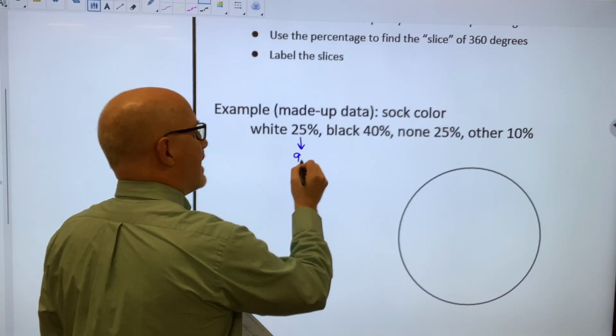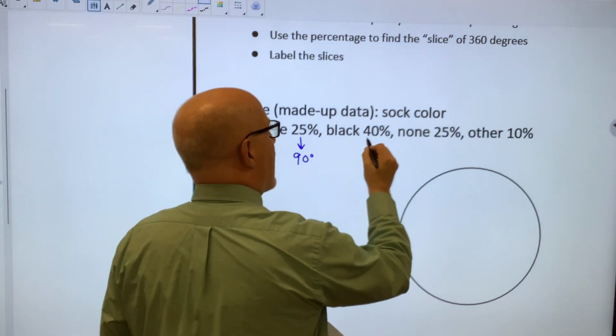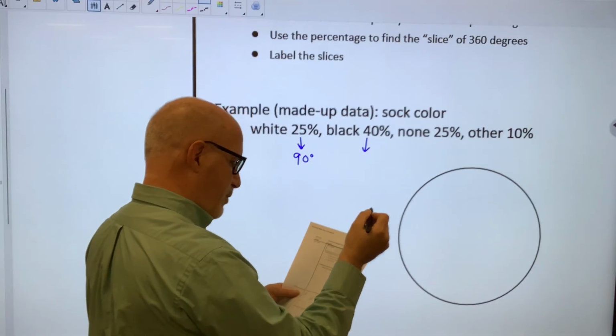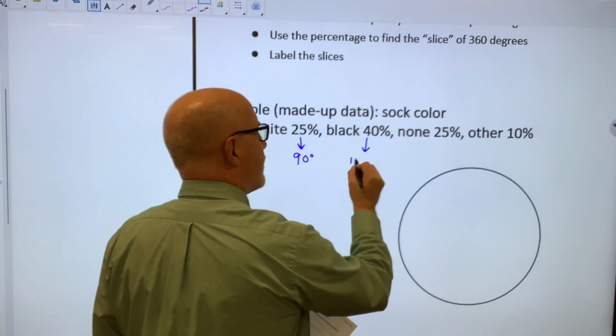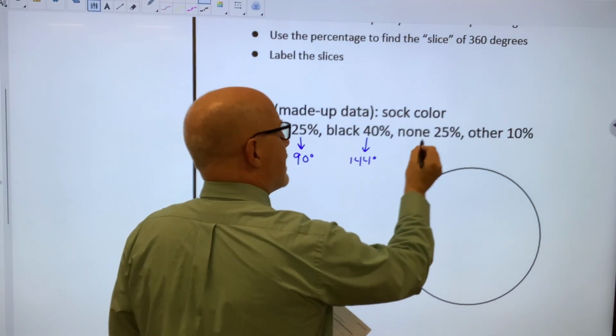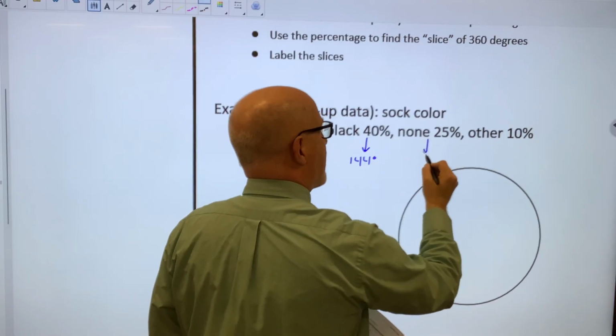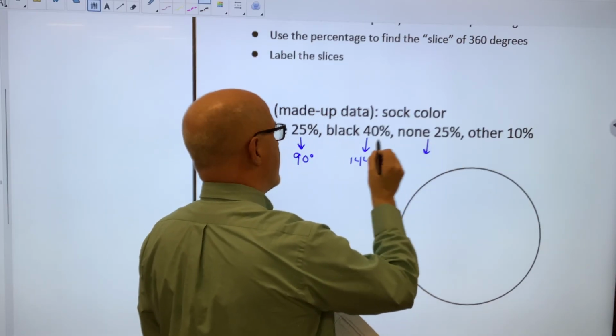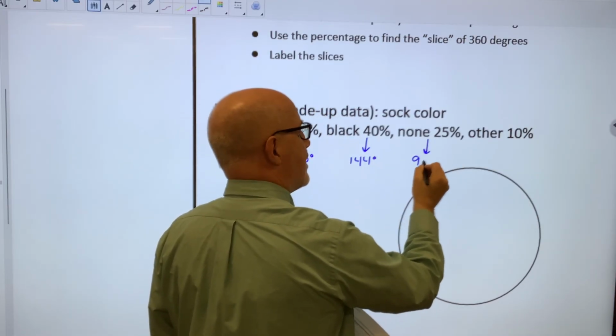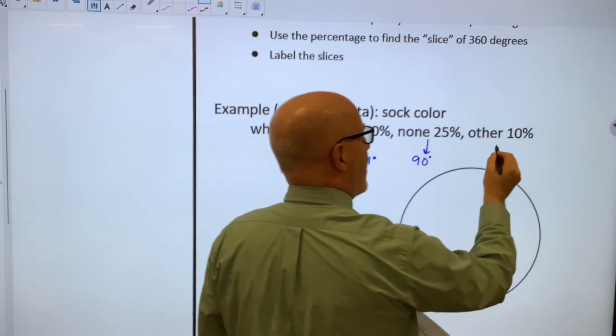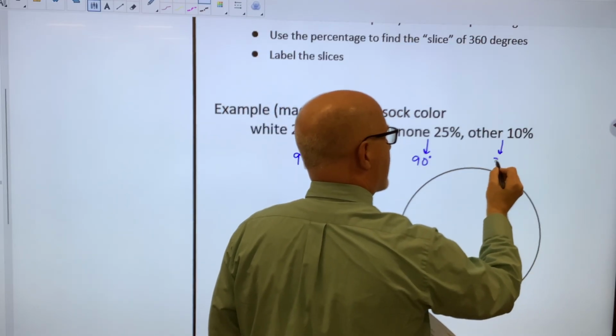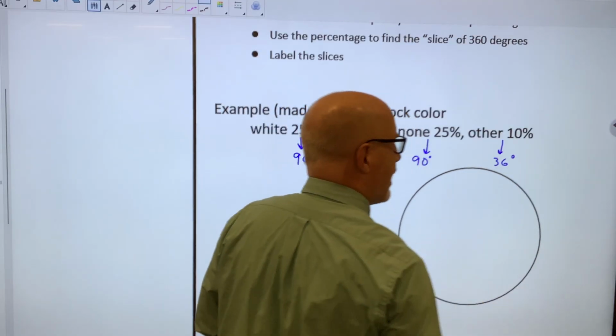So this would be 90 degrees. Black, 40% of 360 gives me 144 degrees. None, another 25%, so 0.25 times 360 gives me 90 degrees again. And then other, 10% of that would be 36 degrees. Now I'm going to label this.